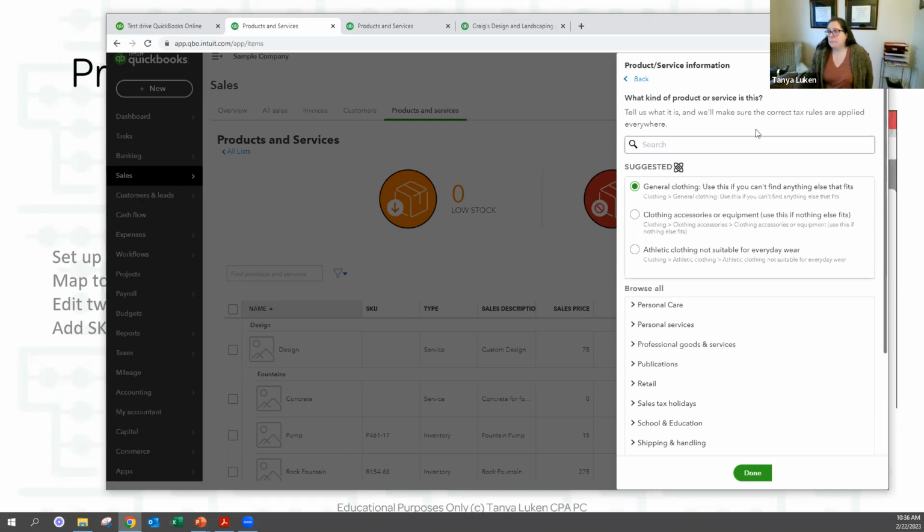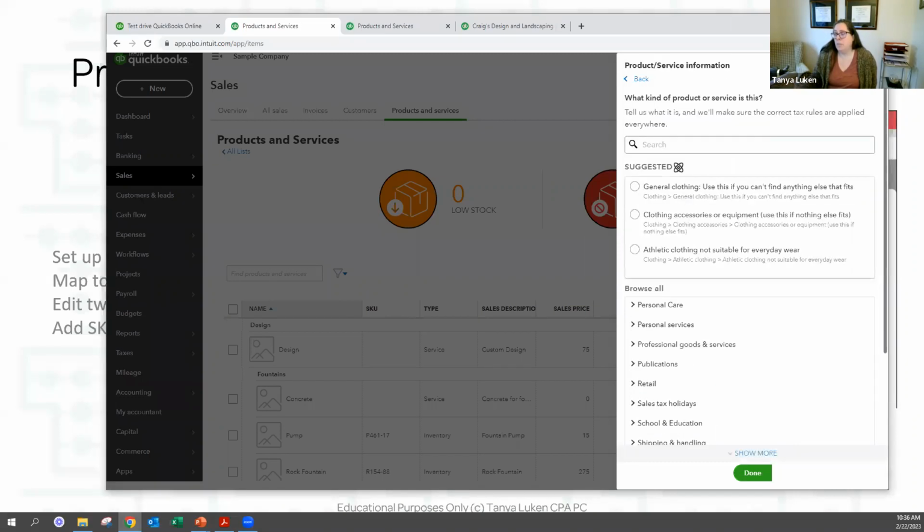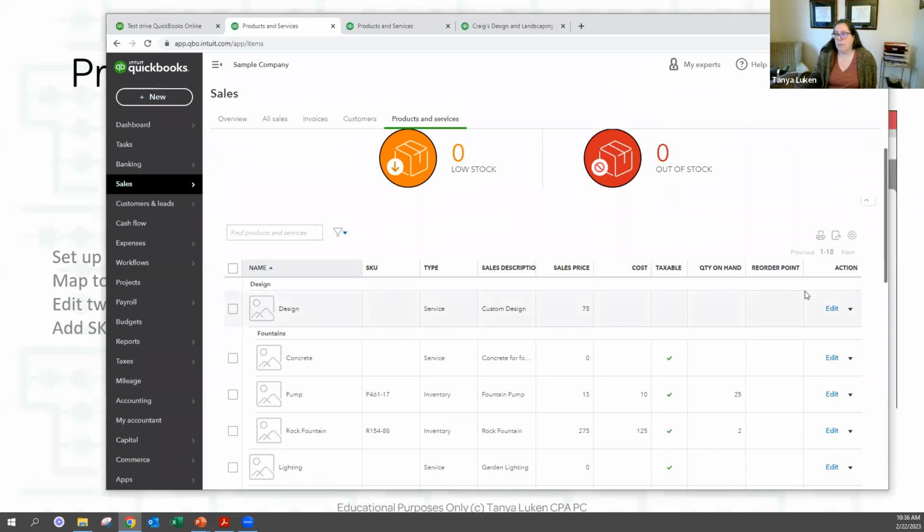Okay. All right. So anyway, it's telling us that this product and service, it thinks it's general clothing, and it's saying use this one if you can't find anything else that fits. So a t-shirt is general clothing, so we can leave that there. But there's these options way down at the bottom, okay, that says this is taxable based on location only, or it's non-taxable. So if you're setting up something that's non-taxable and QuickBooks is trying to tell you that it's a taxable activity, you come all the way in here and you click non-taxable, okay? I'm going to show you that one more time because it gets really confusing about where it is.